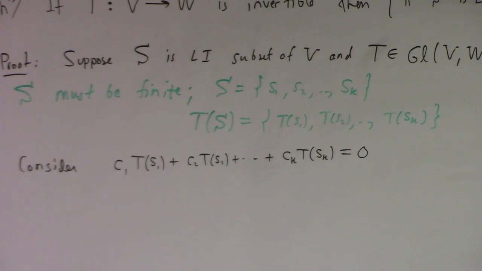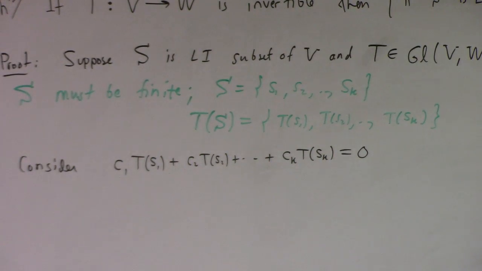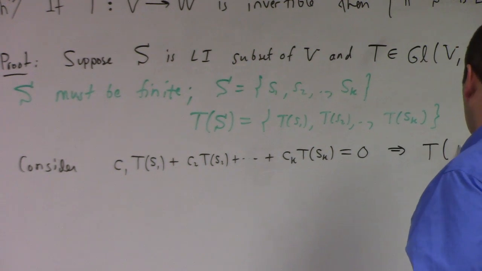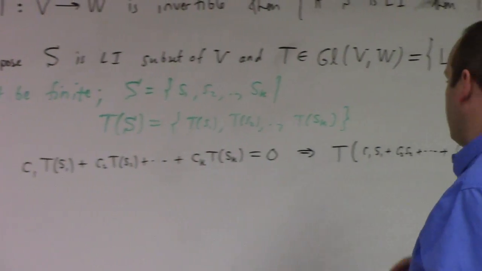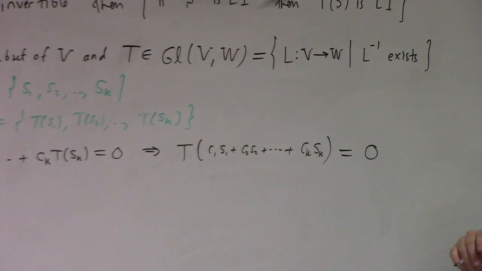We want to show what? What is our goal? We want to show C1 and C2 and all the way through Ck is 0, right? Now we can use the theorem we proved last class. This implies T of C1 S1 plus C2 S2 plus ... plus Ck Sk equals 0. Remember we proved this by induction last time? So that implies this, right?